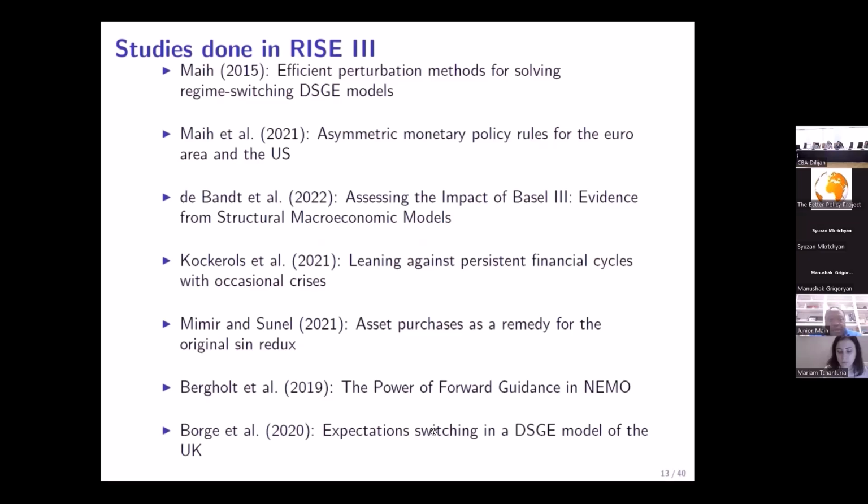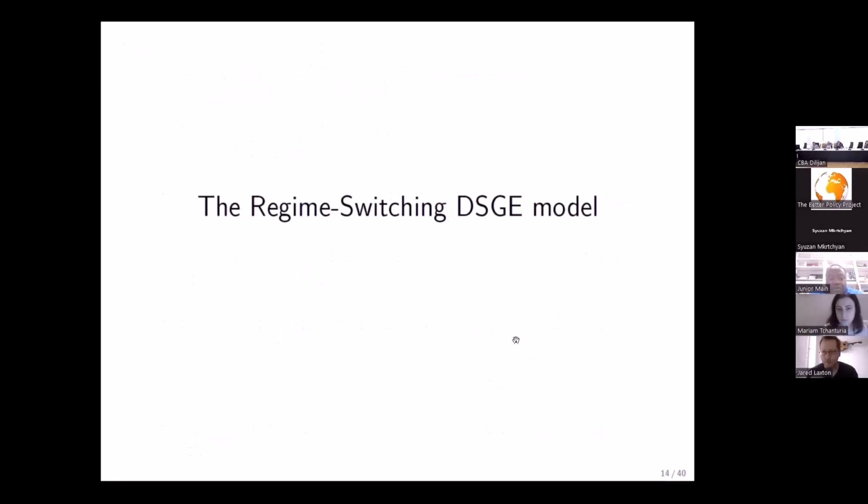Okay, for instance, in Maih, Mazelis, and Moto, the 2021 paper, we studied the asymmetric policy rules in the Euro area and the US. Yes, so it's a framework that is very interesting for studying asymmetries. So I'm not going to bore you with the details of each paper. I just wanted to give you an overview of some of the things that have been done.